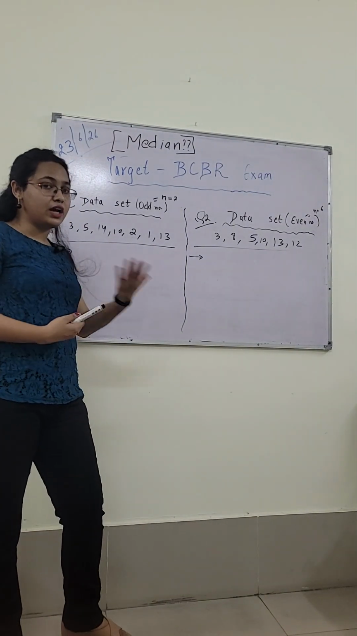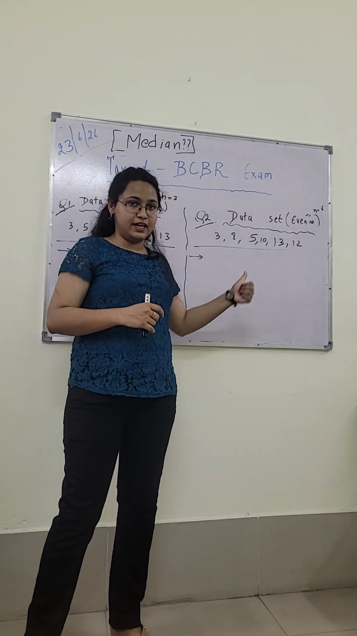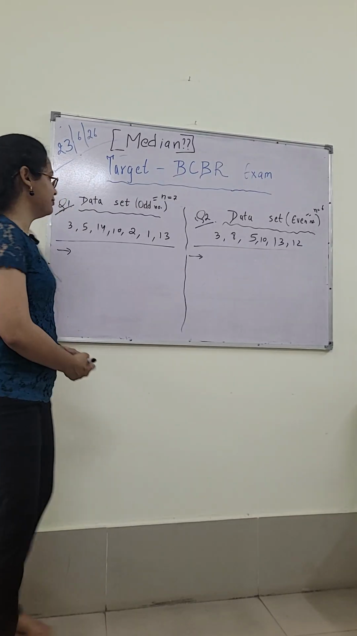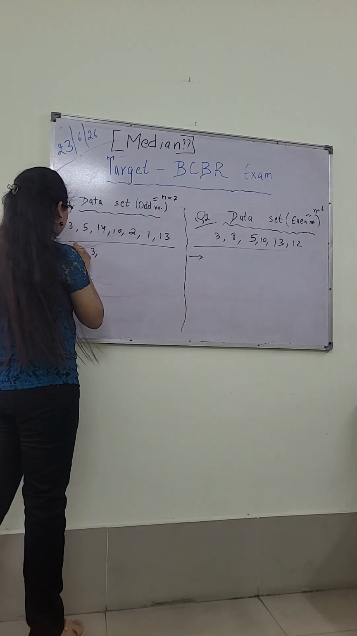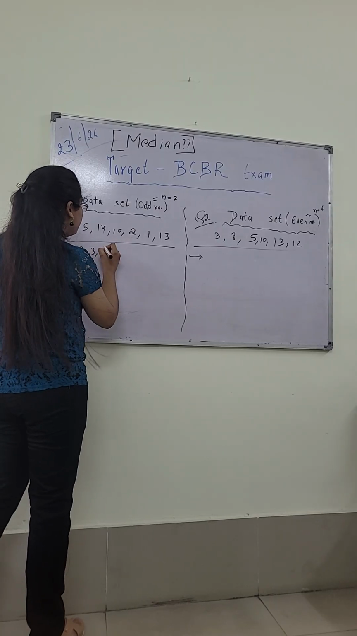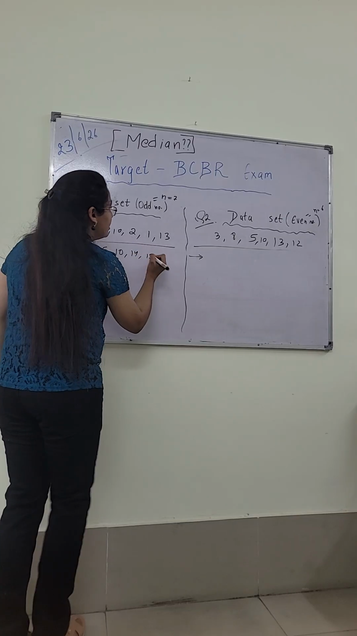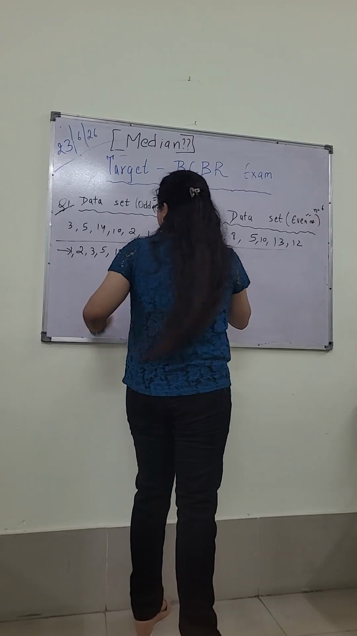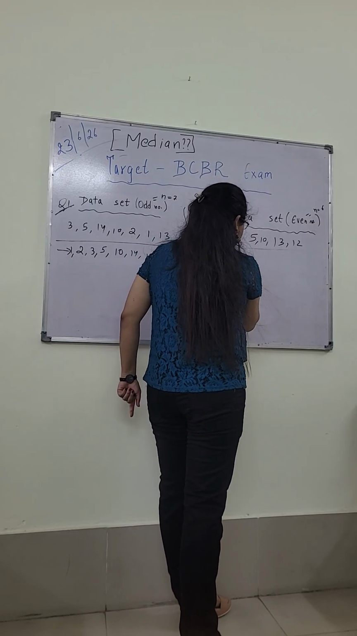So how will we go about calculating the median? At first we have to arrange the data set in either ascending order or descending order. So let's go for it. 2, 3, 1, 1, 2, 3, 5, 10, 14, 13. And similarly we'll go for this question also. Either you can arrange it in ascending order or in descending order. So let's go for ascending order.